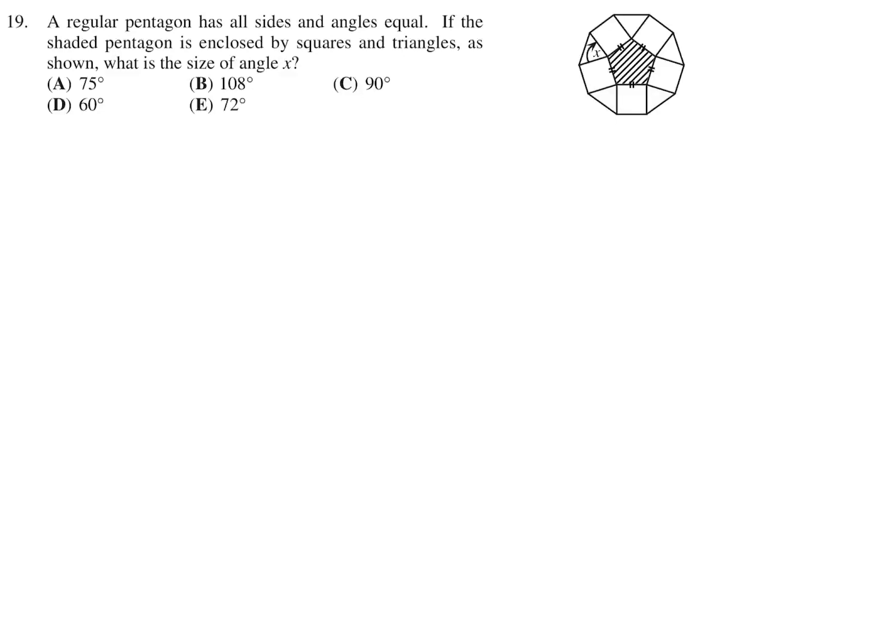A regular pentagon has all sides and angles equal. If the shaded pentagon is enclosed by squares and triangles as shown, what is the value of angle X? So let's draw this out. Okay, so I've just drawn a part of it because that's the only part we really need. Now they're telling you that this is the pentagon right here, all right? And these are squares. And this is, of course, a triangle. And they want you to find this angle X.